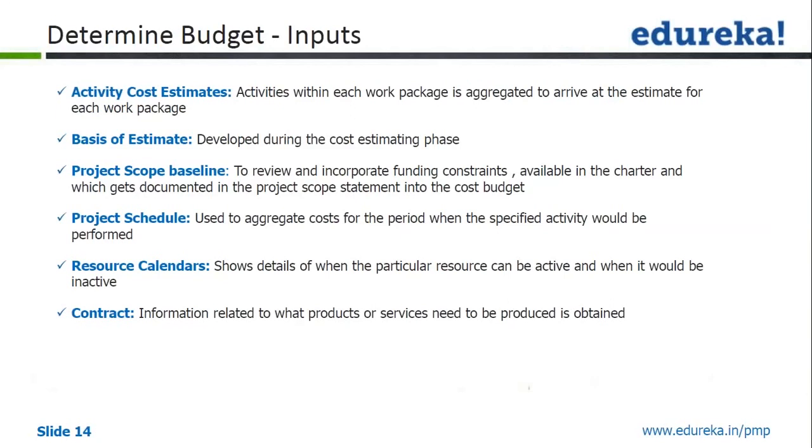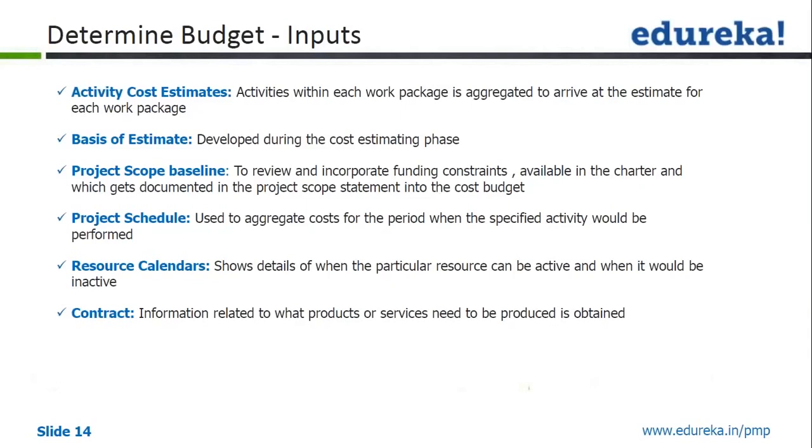Activity cost estimate: activities within each work package are aggregated to arrive at the estimate for each work package, which we are already aware of. This becomes an input, along with the basis of estimate developed during the cost estimating phase. Then the project scope baseline, to review and incorporate funding constraints, if available in the charter, which get documented in the project scope statement, into the cost budget. So you can see the long list. Why are we using the project scope baseline?